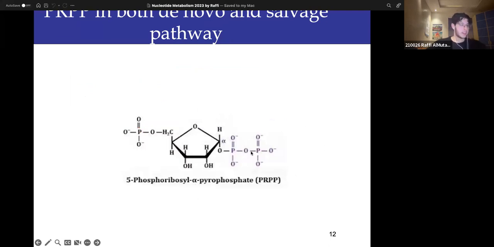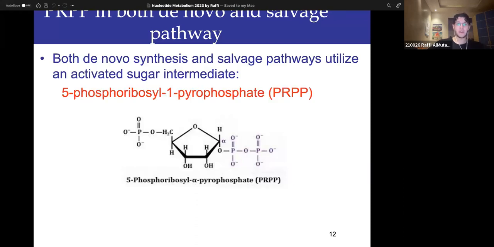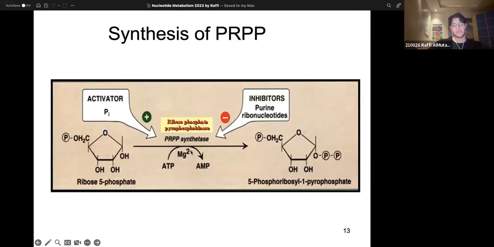Now, this guy right here, this is called 5-phosphoribosyl 1-pyrophosphate, or PRPP. This is a very important molecule. It's very, very important. We need it for both the de novo and the salvage synthesis. So just remember that PRPP is needed for both de novo and salvage. And I'll explain how. So we're going to start here. We have to get this PRPP, of course, we need to make it. The PRPP comes from this molecule called ribose 5-phosphate.